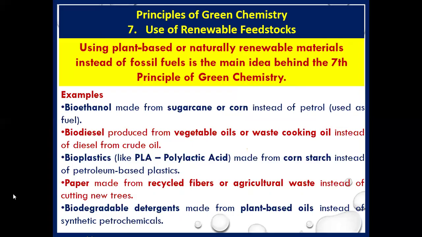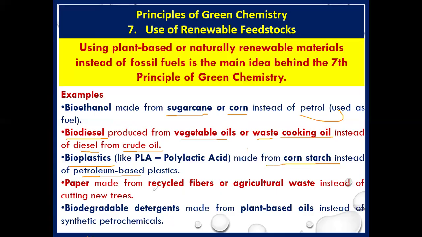So petrol is the fossil fuel. We can use sugarcane or the corn as an alternate to this petrol to synthesize the bioethanol. Similarly, the biodiesel can be produced by using the vegetable oil or the waste cooking oil instead of the diesel or the crude oil. And the bioplastics like polylactic acid can be formed by using the cornstarch instead of the petroleum-based plastics.